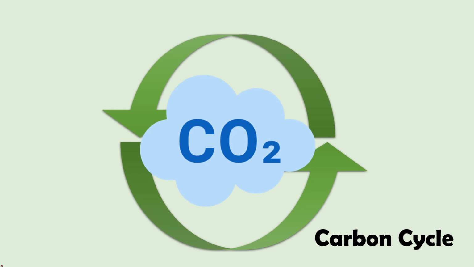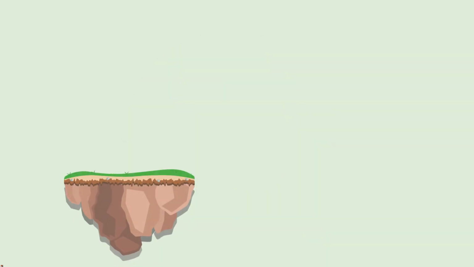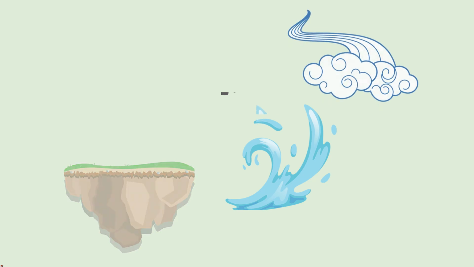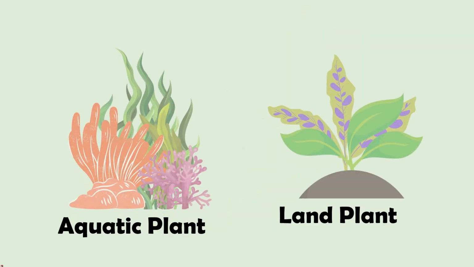This is how the carbon present in land, water, and air is used and recycled by both land and aquatic plants.